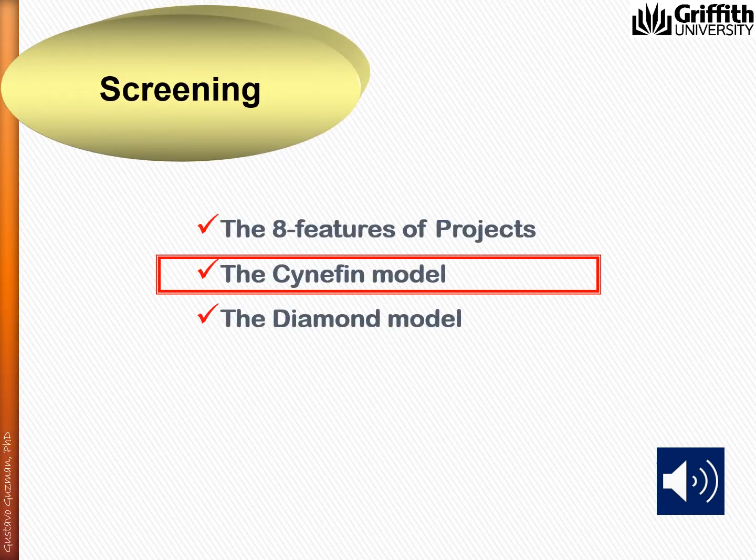In this unit, we focus on the Kinetic model. The Kinetic framework connects the project with the nature of its context. The Kinetic model helps us to recognize different types of complexity associated to projects by considering the context in which projects unfold.